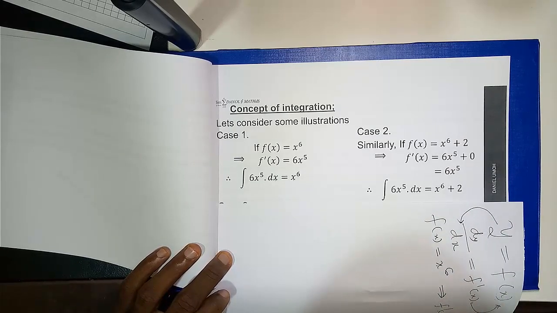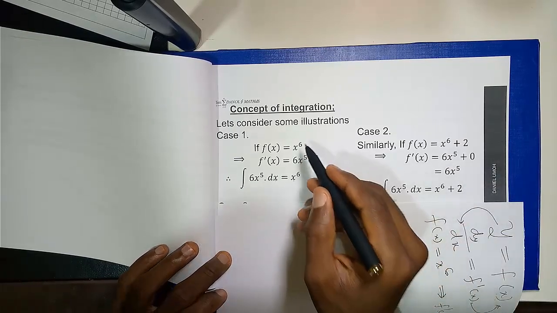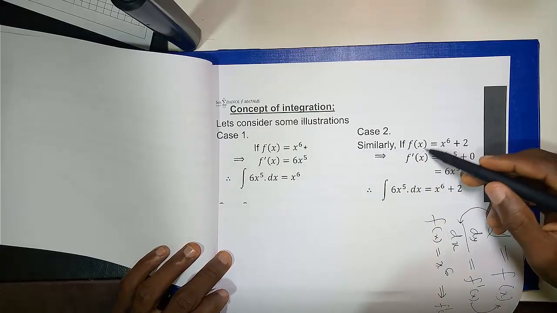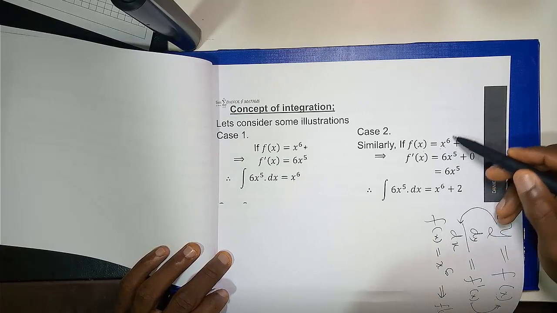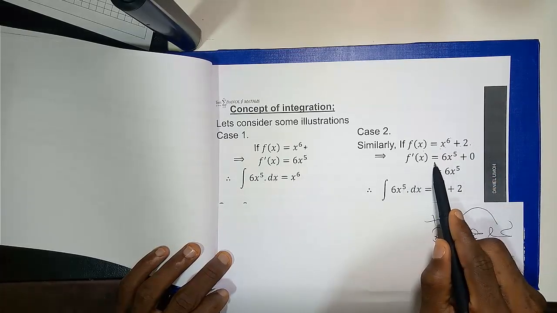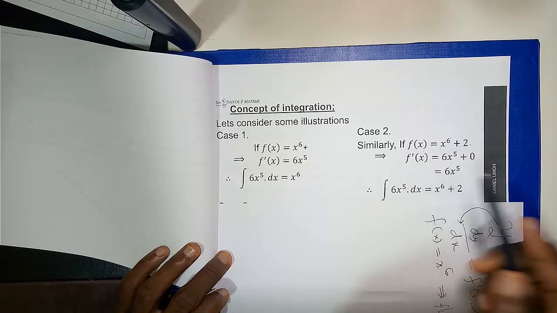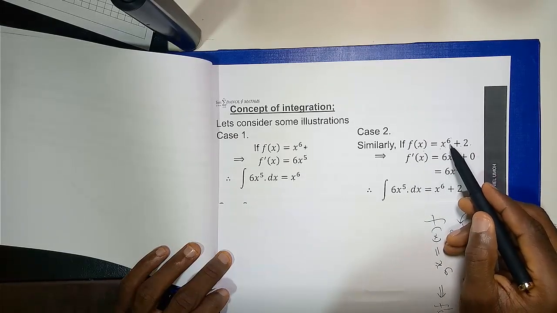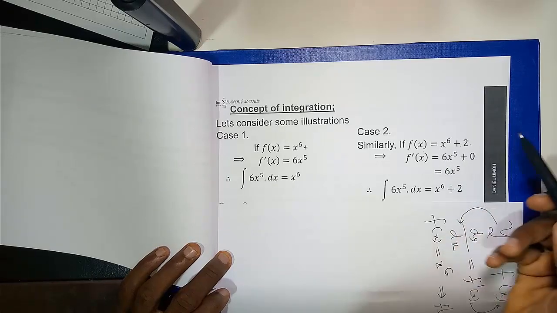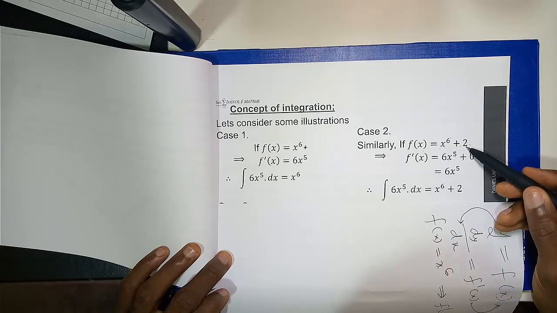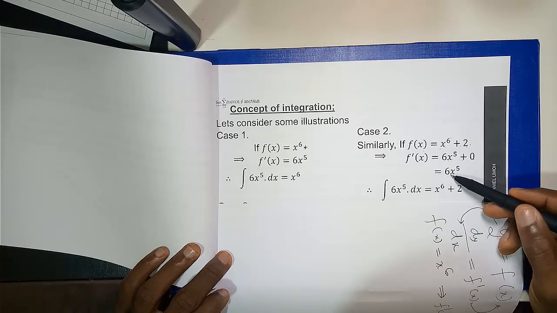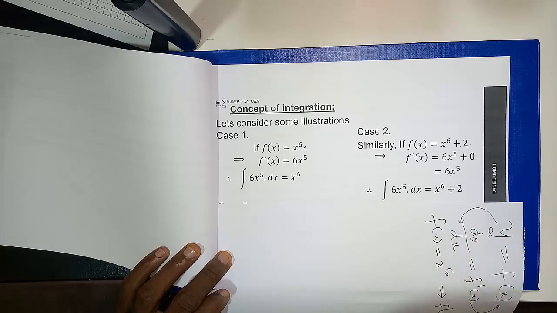Now let's look at case 2. Please take note of this case 1. In case 2, if I have a function f of x equals x raised to the power of 6 plus 2. Now if I differentiate this function, f prime of x, what I'm going to have is 6x raised to the power of 5 plus 0. Remember, the differentiation of a constant is what? 0. So what I'm going to be left with is what? 6x raised to the power of 5.